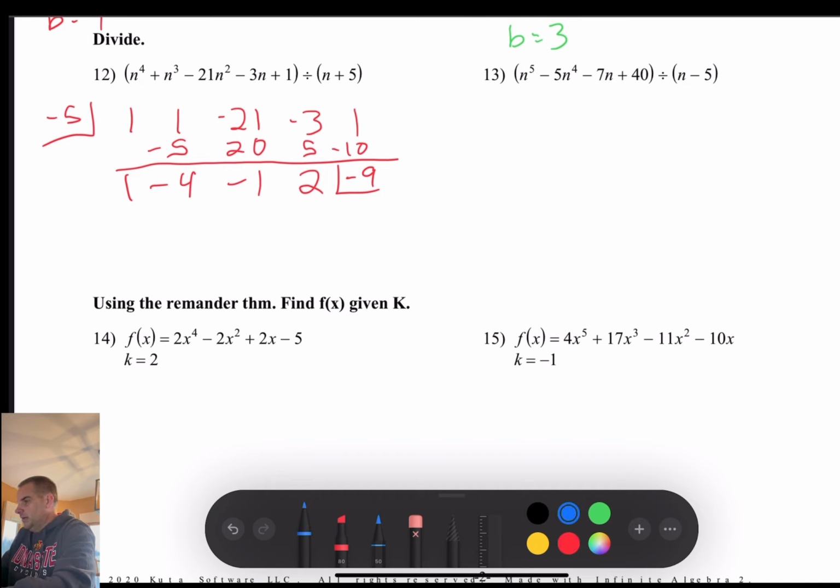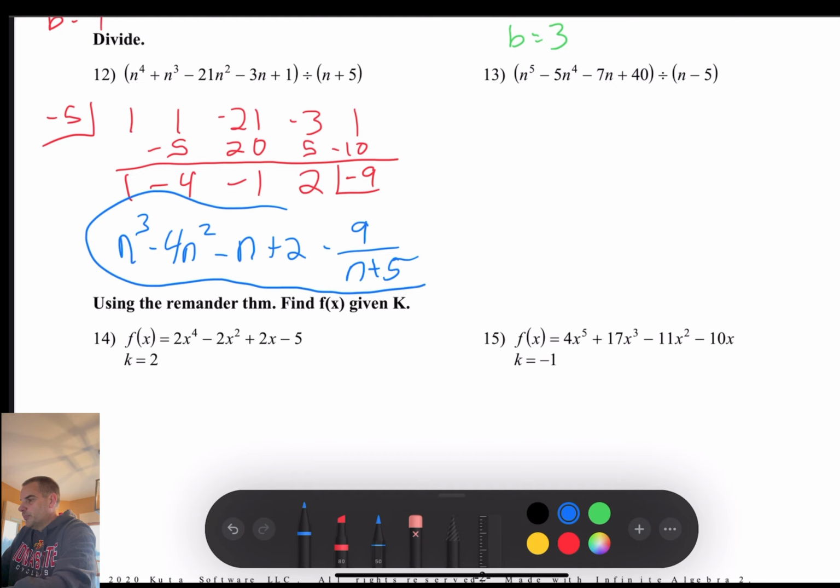Now I'm going to write it out. I started with n to the 4th. So n to the 3rd minus 4n squared minus n plus 2 minus 9 over n plus 5. That's our solution. Okay. Number 13.